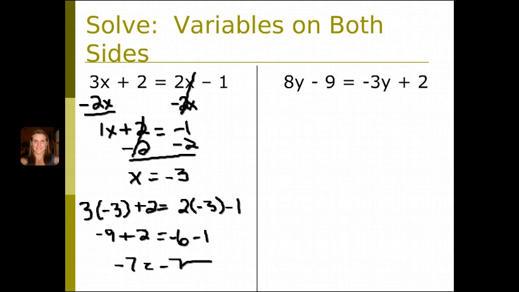So let's go to our second example. Which would be easier to move? The 8y or the negative 3y? If you said negative 3y, you would be correct. So we're going to add 3y to both sides.